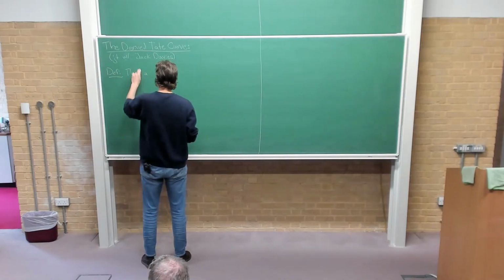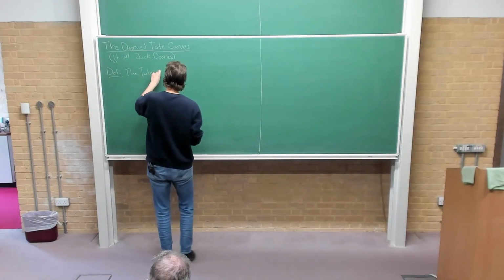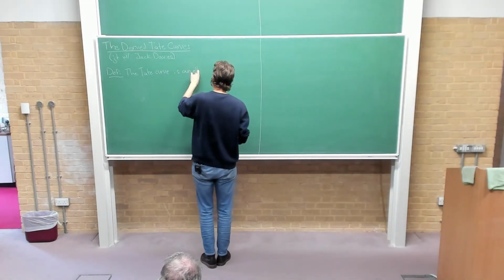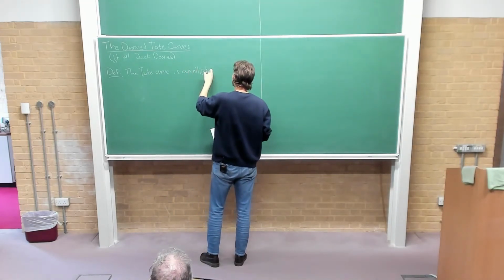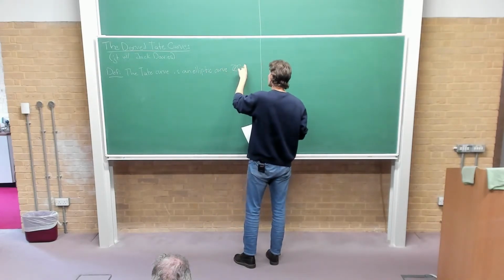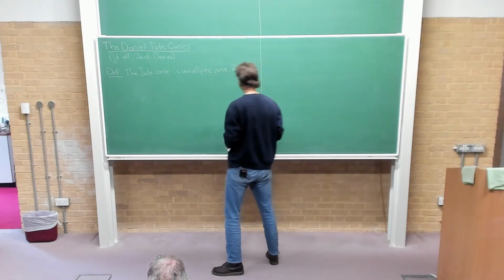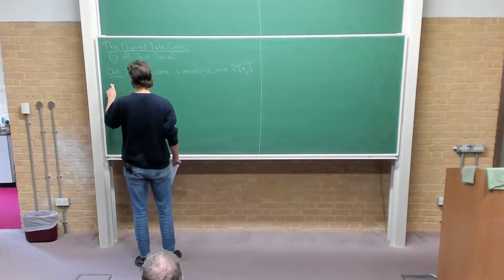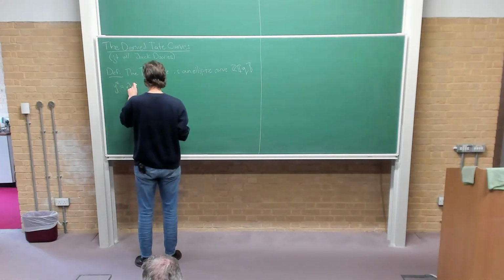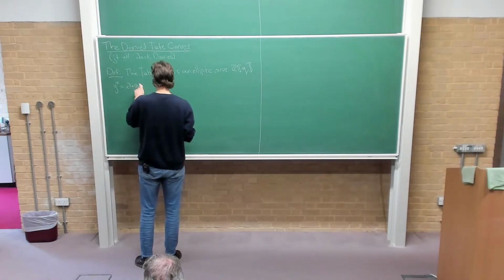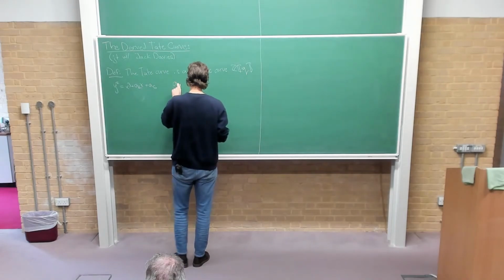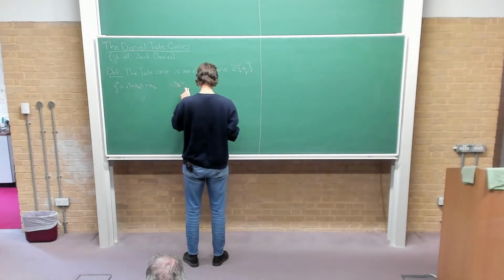So what is the Tate curve? It is an elliptic curve, which is defined over the power series ring Z[[q]], and it's defined by the following equation: y squared equals x cubed plus some coefficient a4 x plus a6. And these coefficients we can write in the following way.